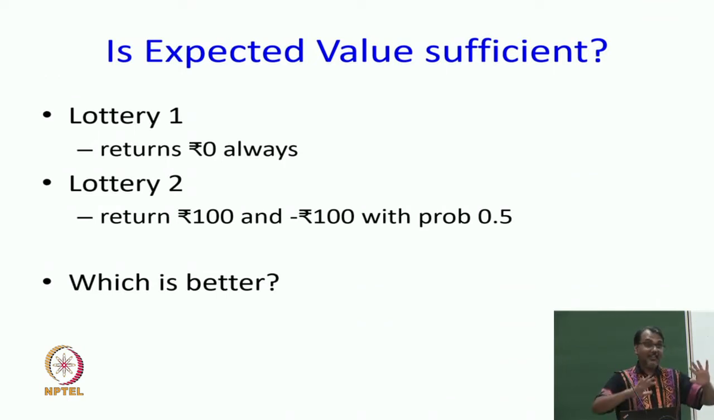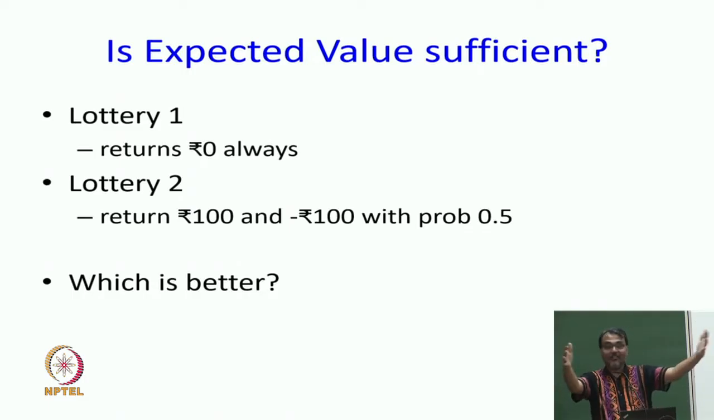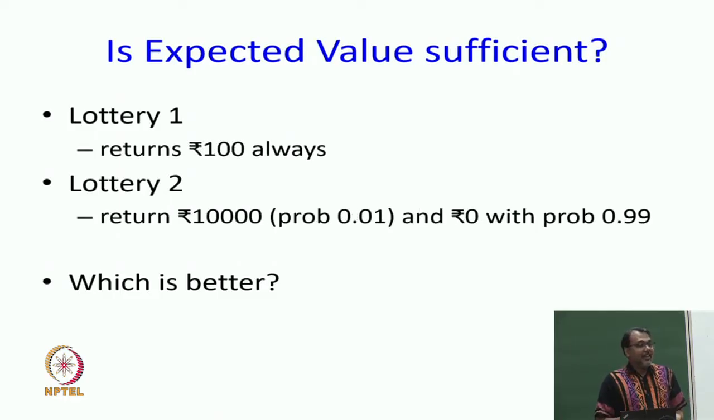In this world of our class, which one looks better, lottery 1 or lottery 2? Lottery 2. How can that happen? What is going on? Now, let me push this a little bit. Lottery 1 always gives you 100 rupees, you can only play it once. It is important to say you can only play it once. You know why, you are smart people.